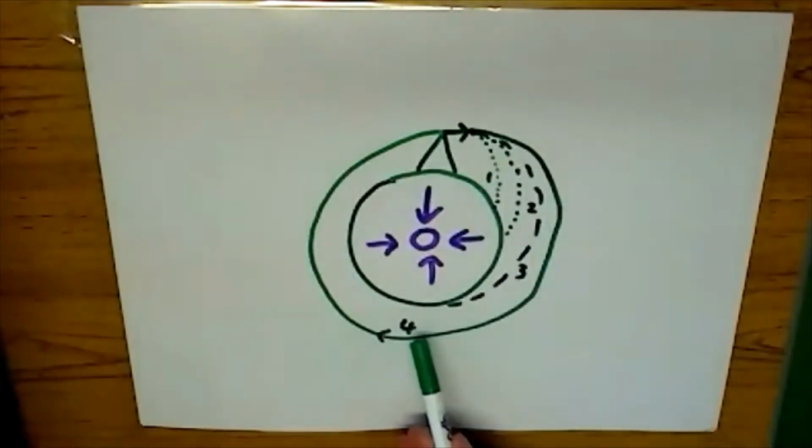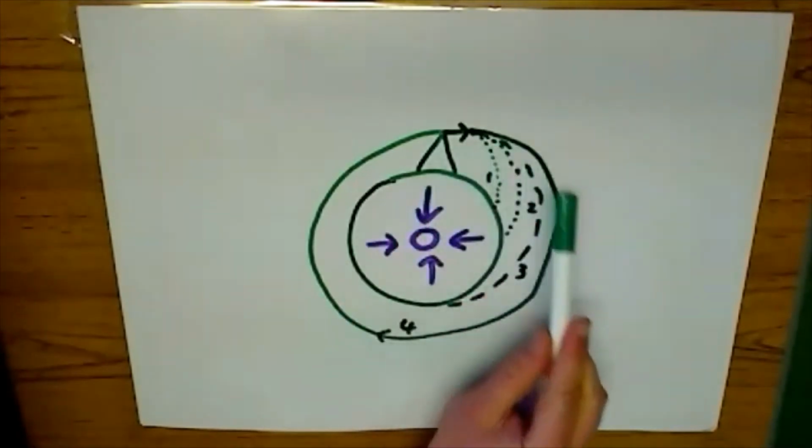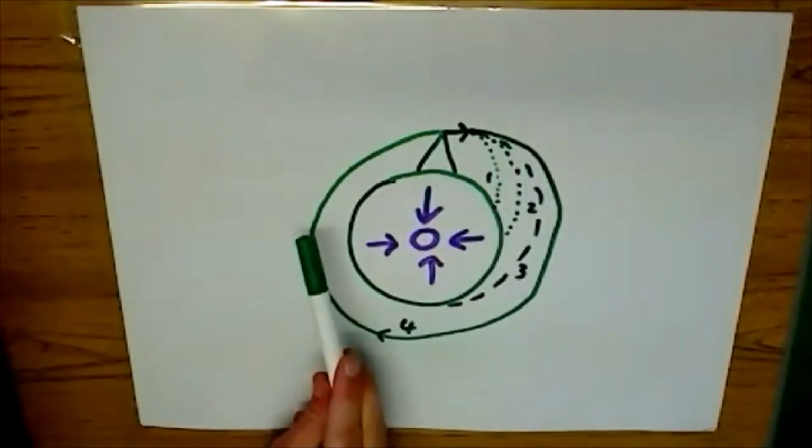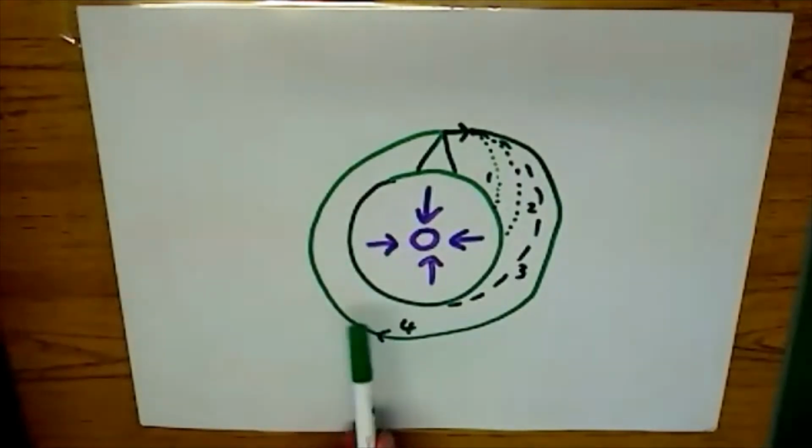Now, going back to the idea that there's no atmosphere, there's nothing to slow it down. So the speed remains constant all the way around, and the gravity remains constant. So the two balance each other out. So this is just going to keep going round and round forever because there's nothing to slow it down.